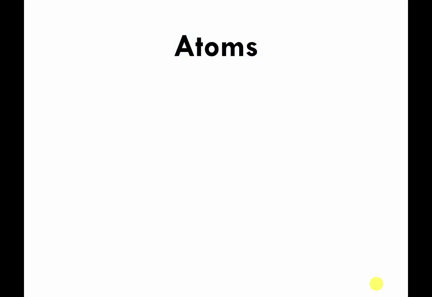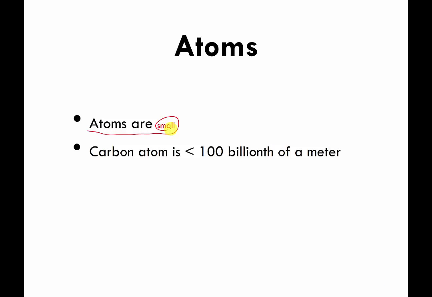Hey everybody, we're going to be talking about atoms today in more detail. So just to get everybody on the same page, you probably know this, but atoms are very tiny, in fact. All things are made of atoms. A carbon atom, which is moderately sized or on the small end of atoms, is less than 100 billionths of a meter in diameter. So if you cut up a meter stick into a billion pieces, a carbon atom is smaller than 100 of those pieces.